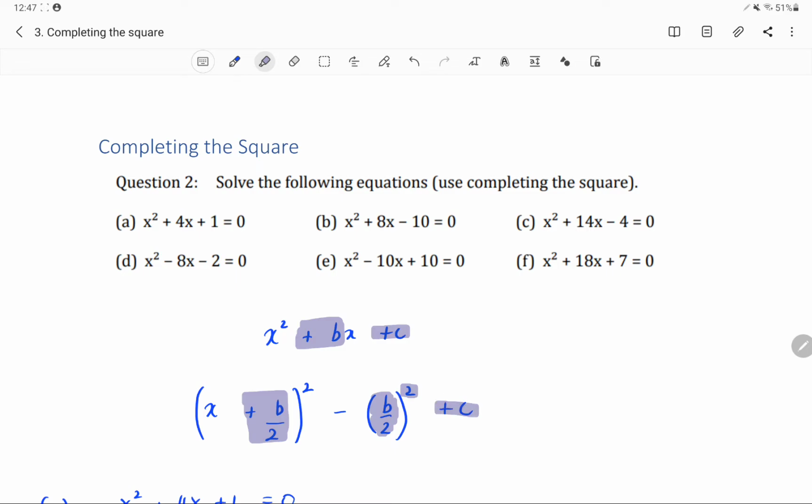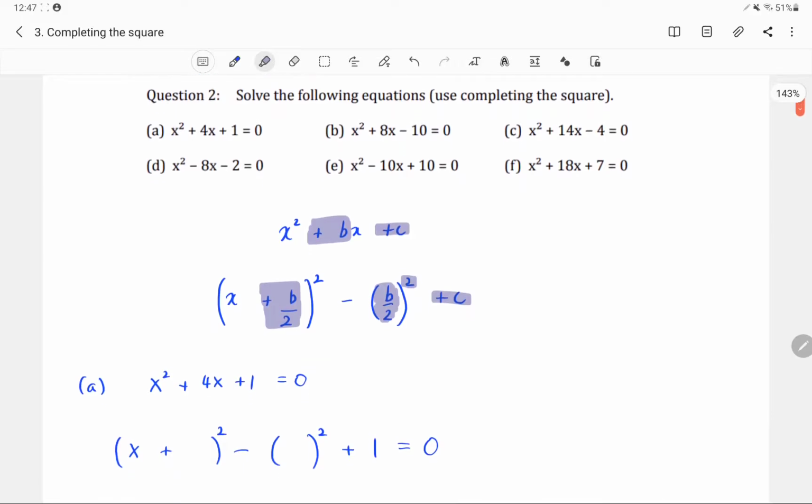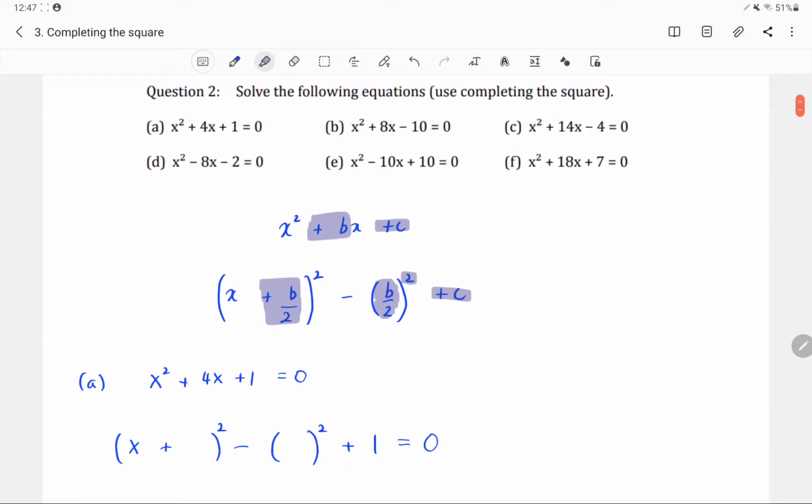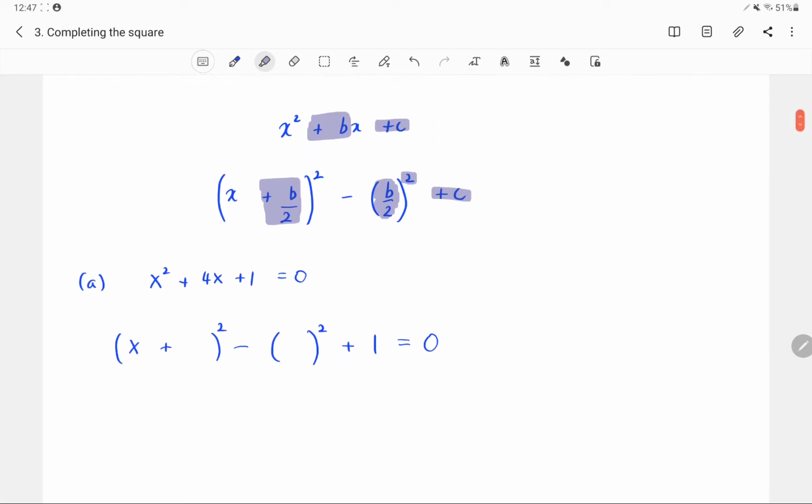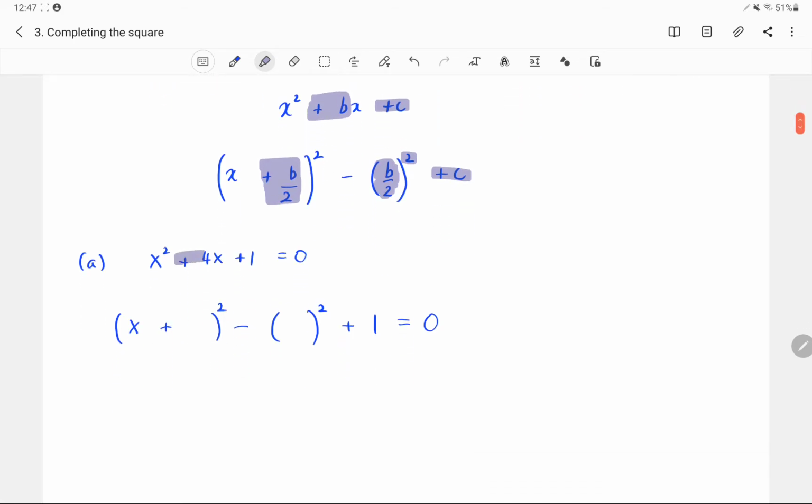So the best way to show this is just by going through a few equations. So we have to actually solve these equations using completing the square. So the first method is the completing of the square. So what we do is we take this coefficient of x and half it. So inside our bracket is going to be x plus 2 squared. But then we have to subtract that 2 squared again. And we have to copy down the number that is at the end. In this case, it's a plus 1.